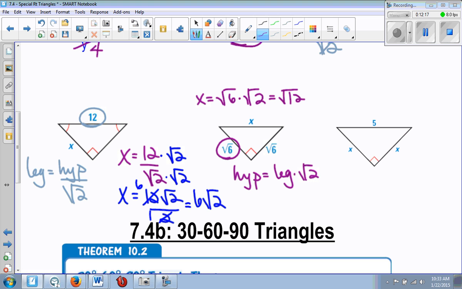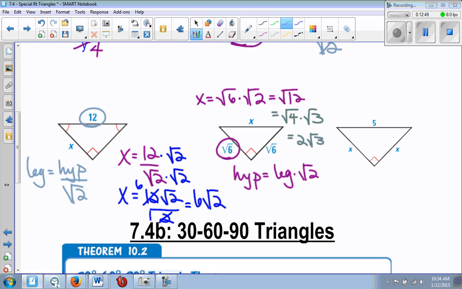Now what we have to realize is that's not the final answer, because the square root of 12 can be reduced into simplest radical form. So ask yourself the question, what perfect square divides evenly into 12? The answer to that is the 4. So I can break 12 into square root of 4 and square root of 3, which means my final answer is 2 square root of 3. That's the hypotenuse of the triangle.